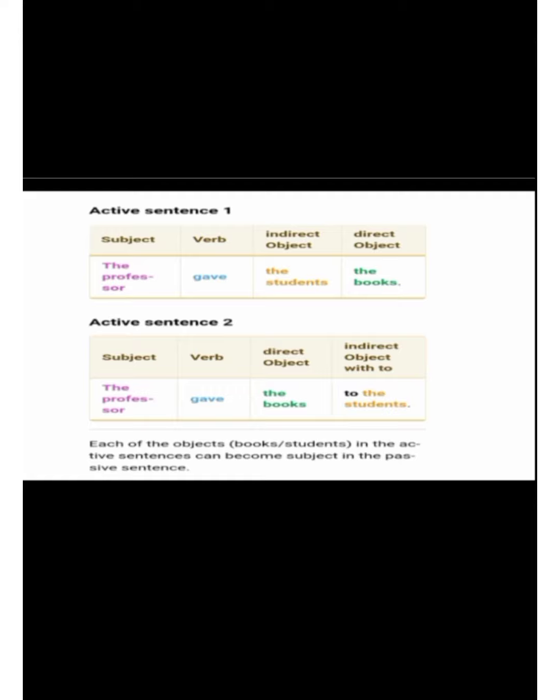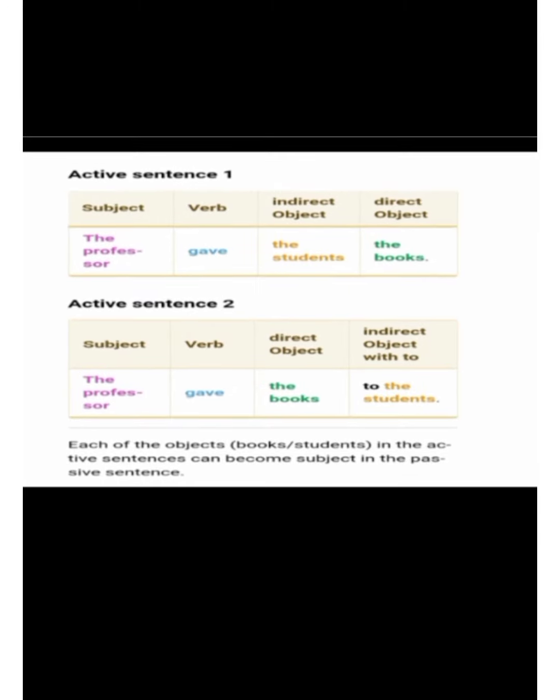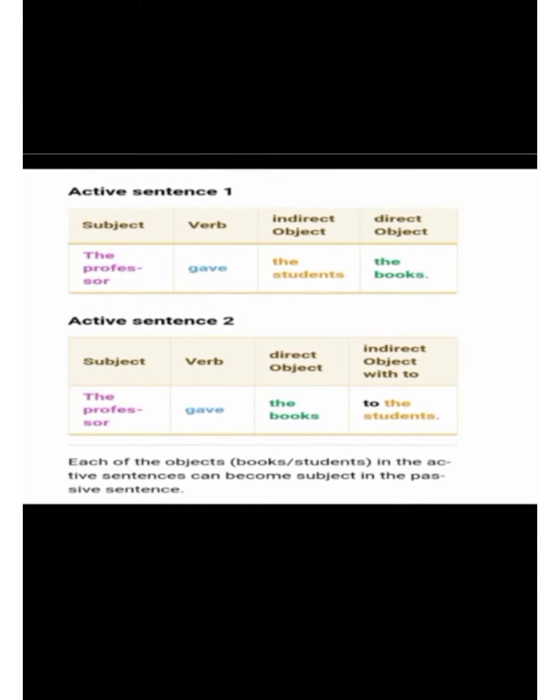The professor gave the student the books. Subject, the professor; verb, gave; indirect object, the student; and direct object, the books. The second sentence: subject is the professor, verb is gave, direct object is the books, and indirect object is the students. Okay, so each of the objects, that is books and students, in the active sentence can become the subject in the passive sentence. Okay, children.